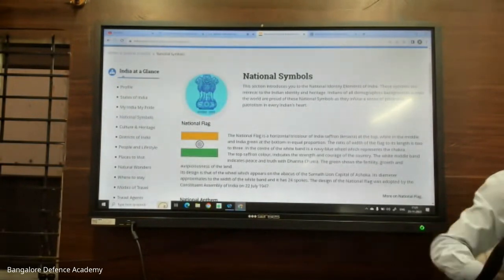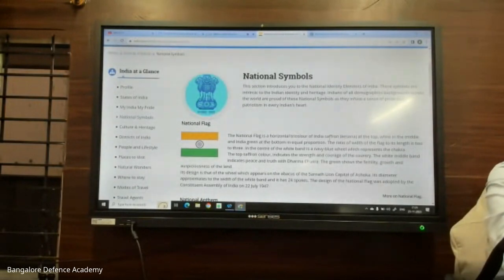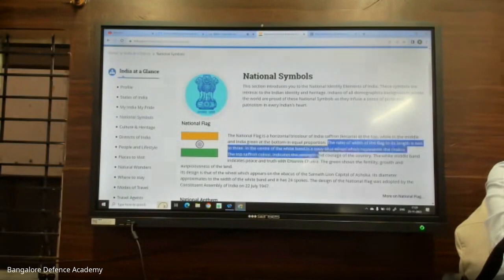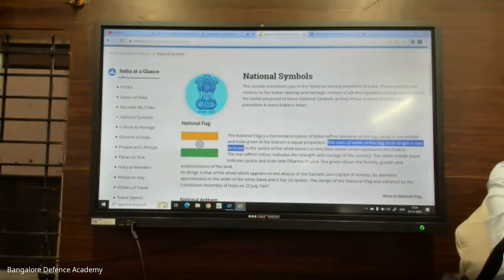Written? Okay, how many colors does the national flag have? Four or three? Go with three. Saffron, white, green and blue. You understand? Fine. So that is the first question. Look at the next statement. The blue highlighted one: the ratio of the width of the flag to its length is how much? 2:3. Write down the statement.